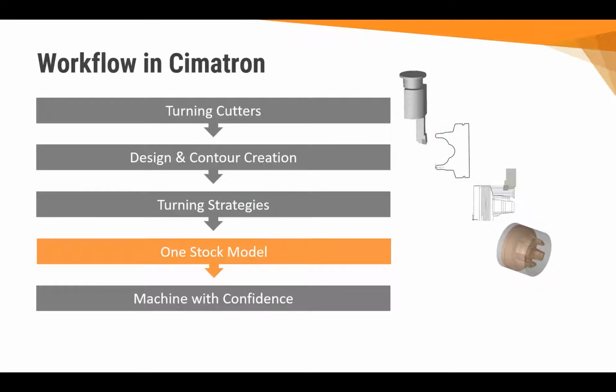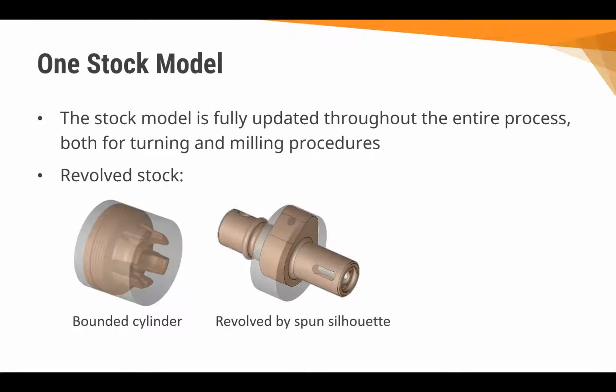It's a one-stop model, so this is different to other software in that we have the full capability of creating stock, which is updated throughout the process, even with other applications such as 5-axis machining. So we have a stock model which is updated throughout the entire process for both turning and milling procedures. Very powerful, very interesting. We have two types of new stock models: a bounded cylinder or a revolved spun silhouette, which allows us to get to the geometry much quicker and then take it to the next step of milling it to the desired shape.